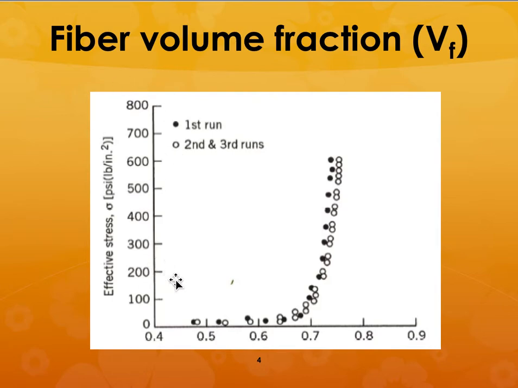So what happens is that the fiber volume fraction is also going to control the properties, the effective stress. So if you apply a stress and then unload that and do it all over again, typically the higher the fiber volume fraction, the better it will be as far as the first run and the second run.